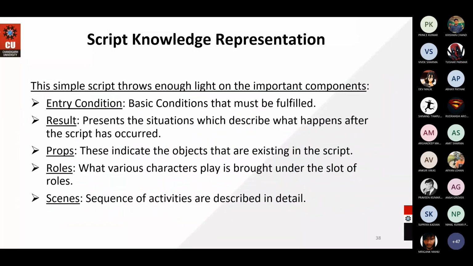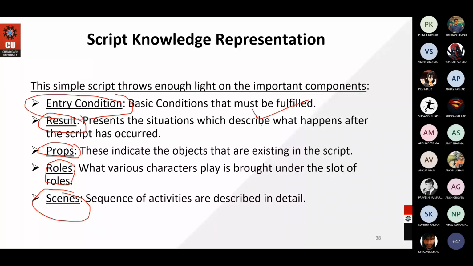So script knowledge representation consists of these parts: one is the entry condition, then result, props, roles, and then scenes. When we talk about entry conditions, these are just basic conditions that must be fulfilled. So entry conditions are the conditions that must be fulfilled.